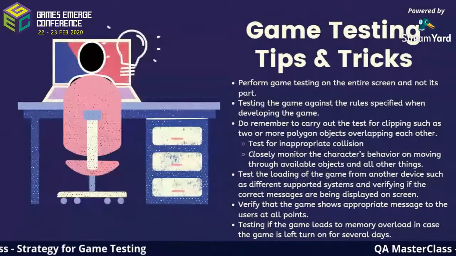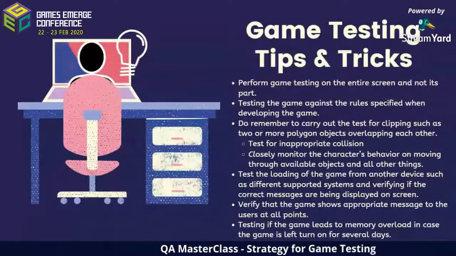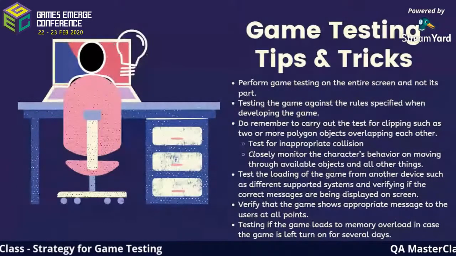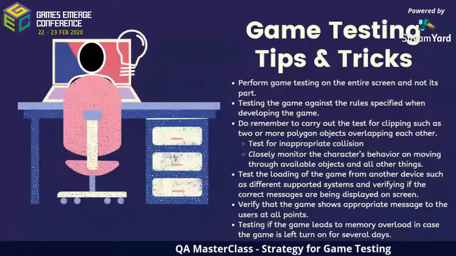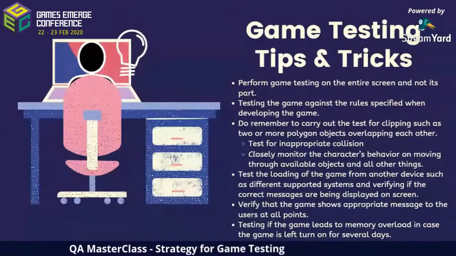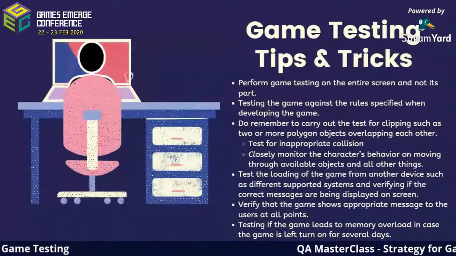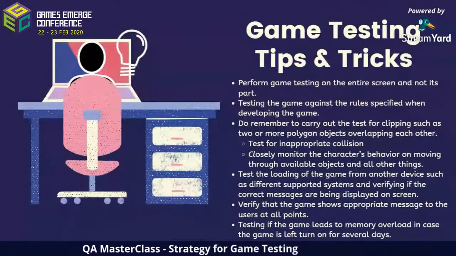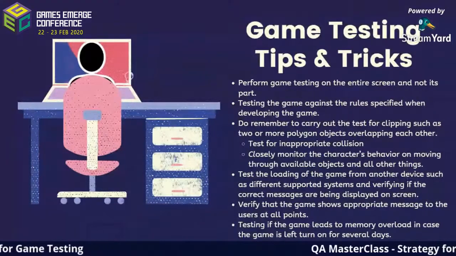Then verify the game shows appropriate messages to all the users at all points. So interactiveness covers two parts. One, your animations are smooth, your gameplay is smooth. Second is the text that is coming in the game should be in an appropriate space, should be addressable, should be readable. You don't want a message to pop on the entire screen or pop onto a certain corner that a user cannot read or access.